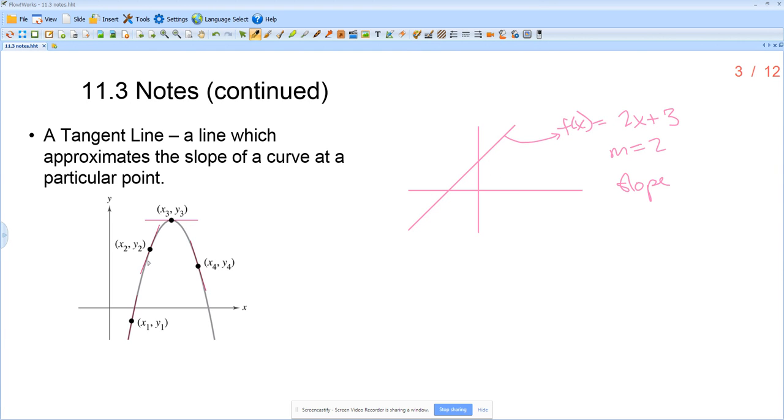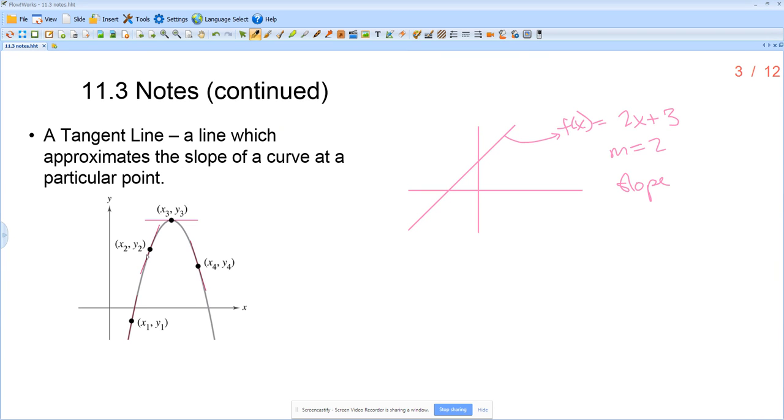But what if that function isn't linear? When we talk about that, the slope at any given point is different. Right here I have some positive slope. Right here I have a slope of 0. Right here it starts going down, so I have a negative slope. A tangent line at a given point is a way of approximating the slope at that particular point.